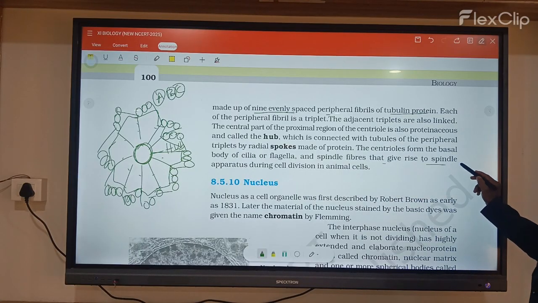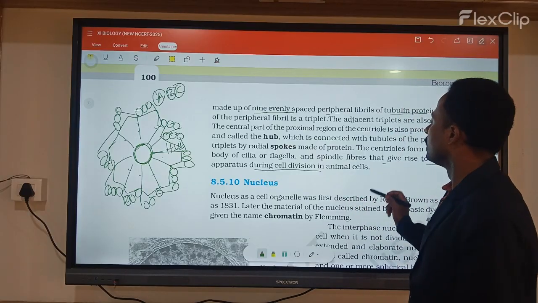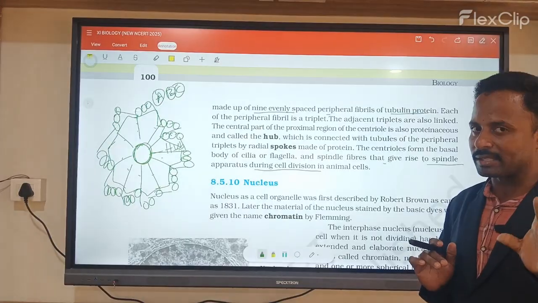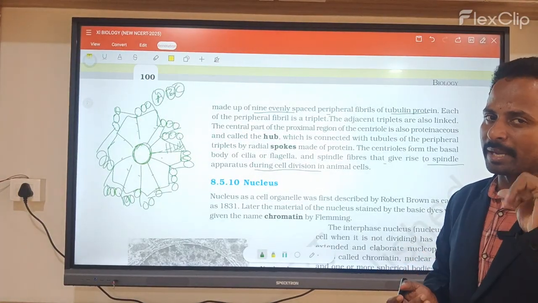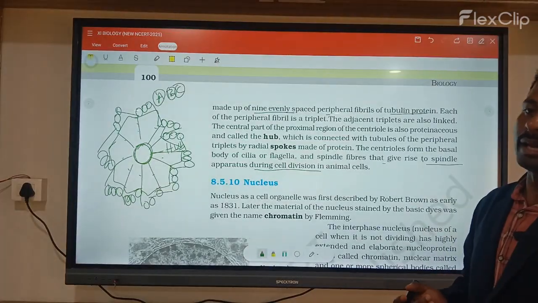Now these centrioles form the basal body of cilia and flagella, and the spindle fibers that give rise to the spindle apparatus during cell division in animals. In animal cells they mostly help with what? Cell division. The major function of centrioles is to help in cell division in animals.